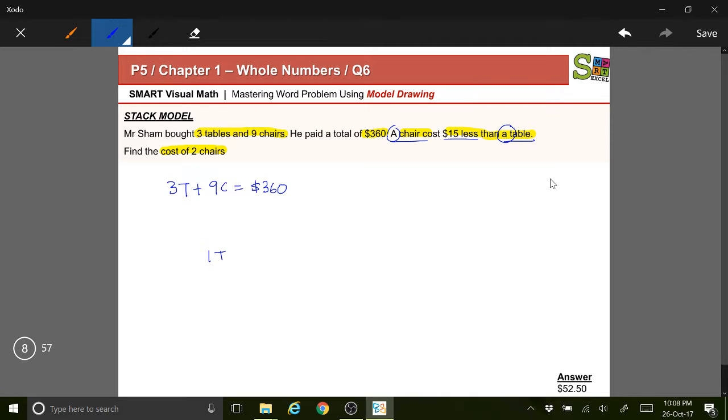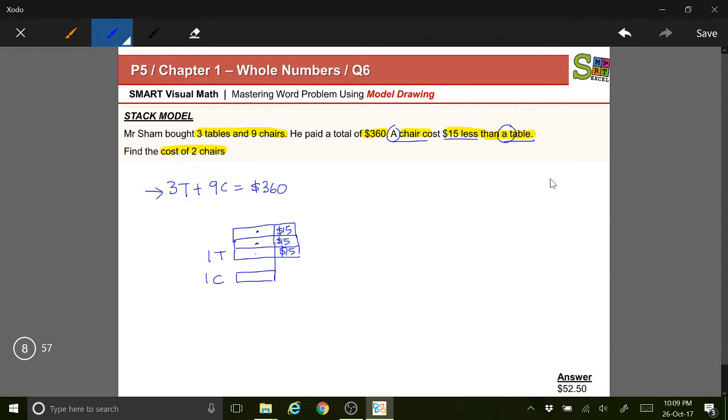So 1 table with 1 chair, which is slightly shorter. The difference here is $15. Now we go back to this equation. They mentioned 3 tables, so we add 1 more table, which makes 2 and 3. Because they have the extra $15 here, we insert the same $15.